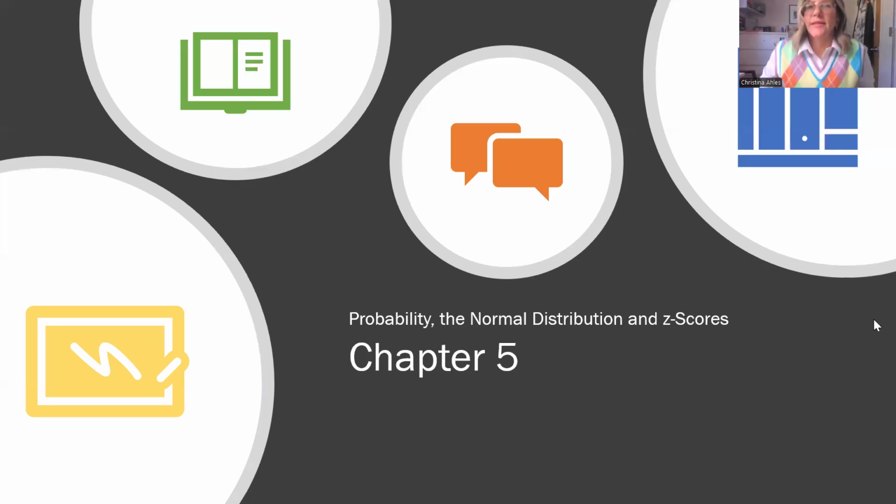Hi again. This is your lecture on Chapter 5. We're going to talk all about probability and the normal distribution and relate that to z-scores. So for this chapter, you will need your textbook or the tables in your textbook.